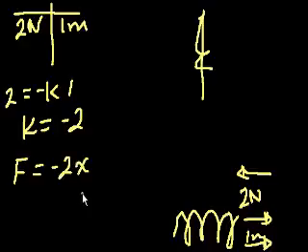And then I said, well, how much force would I have to apply to distort this spring by 2 meters? Well, it's 2 times 2, it would be 4. 4 newtons to displace it by 2 meters. And of course, the restorative force will then be in the opposite direction, and that's where we get the negative number.